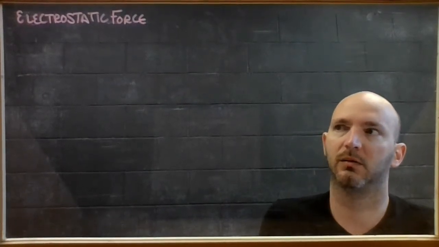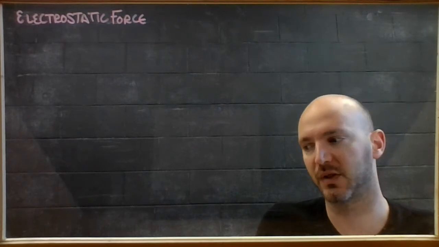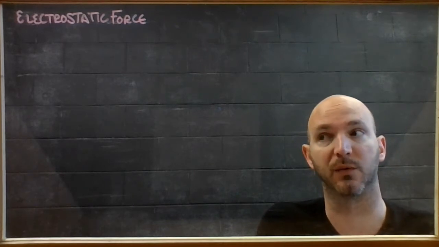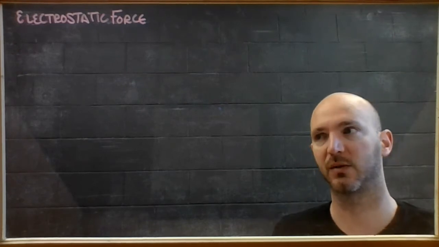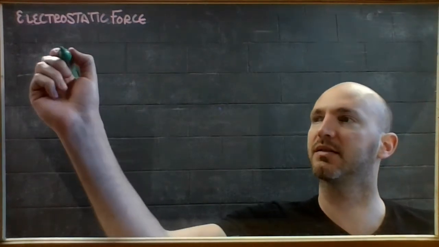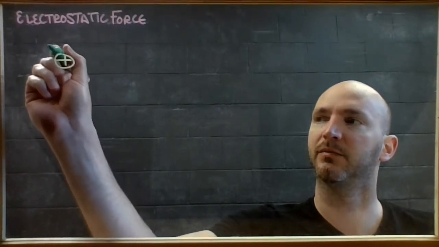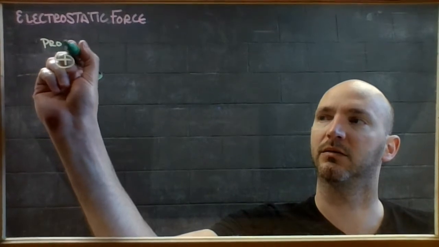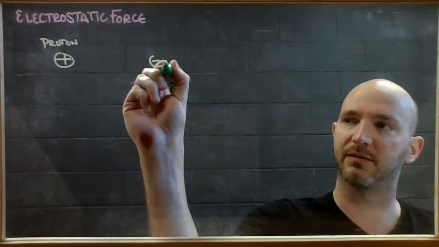Okay, so we're going to start with some electrostatic stuff. So that's the forces and energies involved when you have objects that have charge. So let's just go down to the basics. The smallest positive charge you can have is a proton. And the smallest negative charge you can have is an electron.